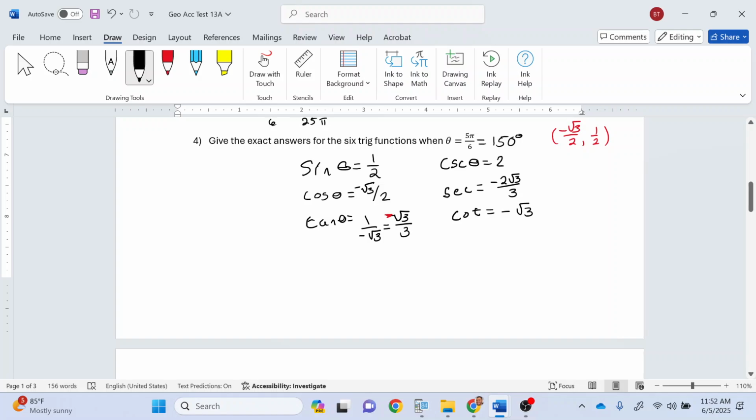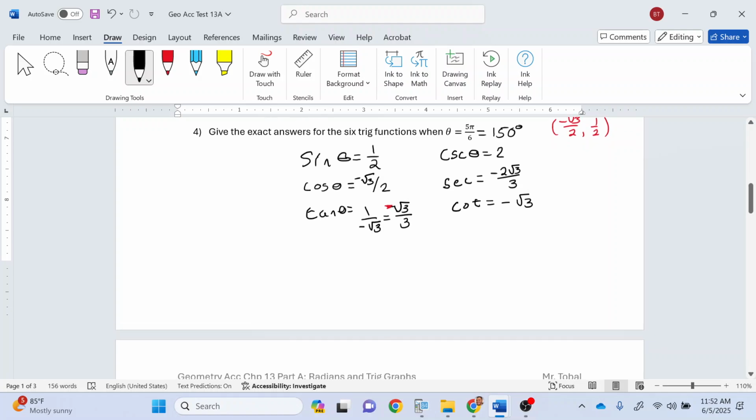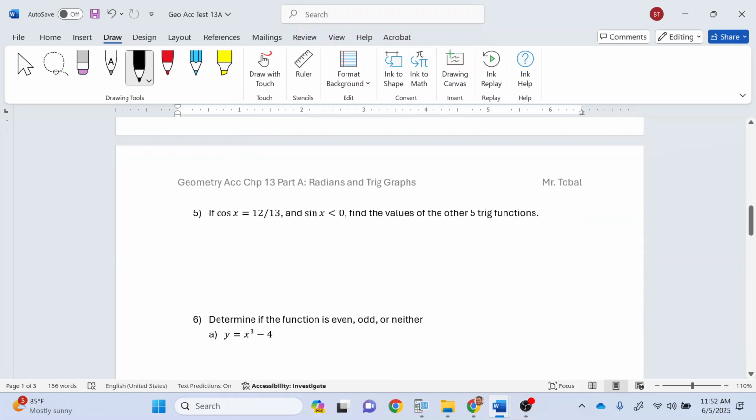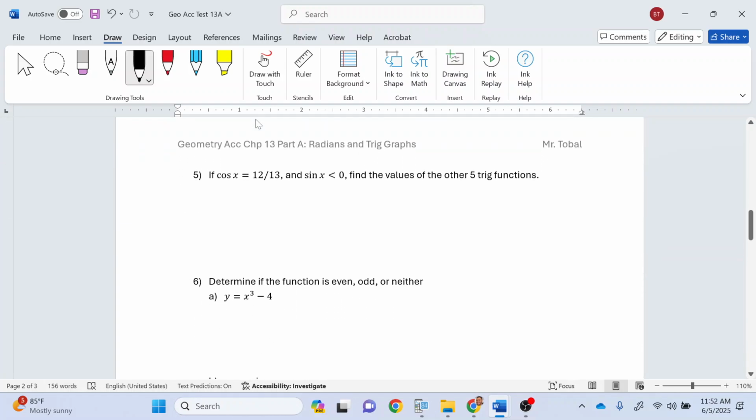Yes. Cos is x, sine is y. All right. If cosine x equals 12 over 13, and sine of x is less than 0, find the other 6 trig functions.